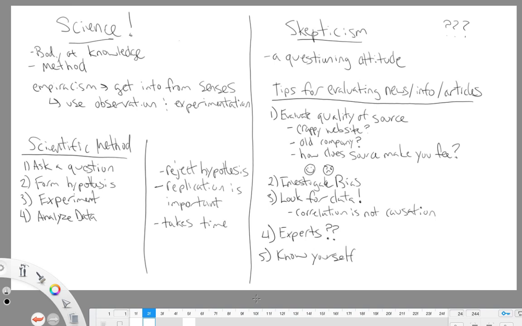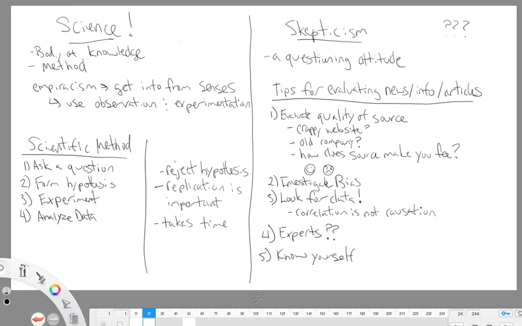So there's a number of tips. You want to evaluate the quality of your source. If we're just talking about a news article, where's this article coming from? Some things to look for if you're looking at a website. Is it a crappy website? Is it a nice website? It's not always the case, but generally, if you have a nice website, it means that the organization that's producing this article might be a little more reputable than a different organization.